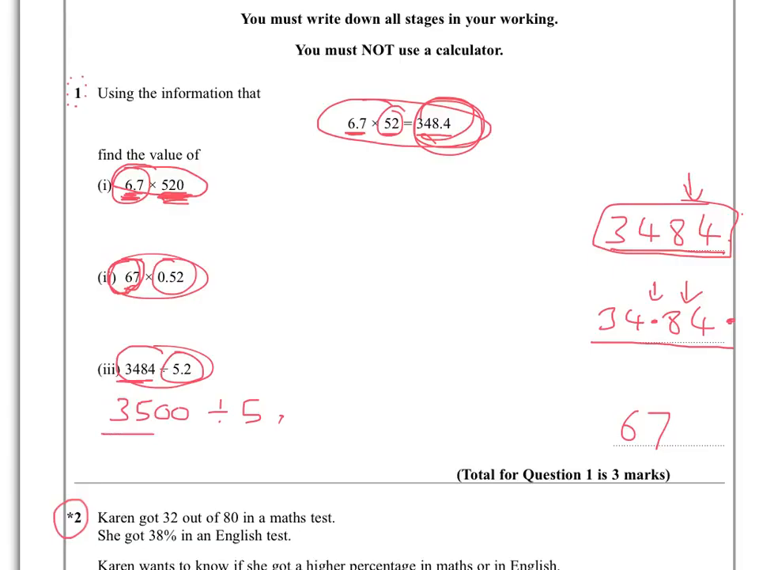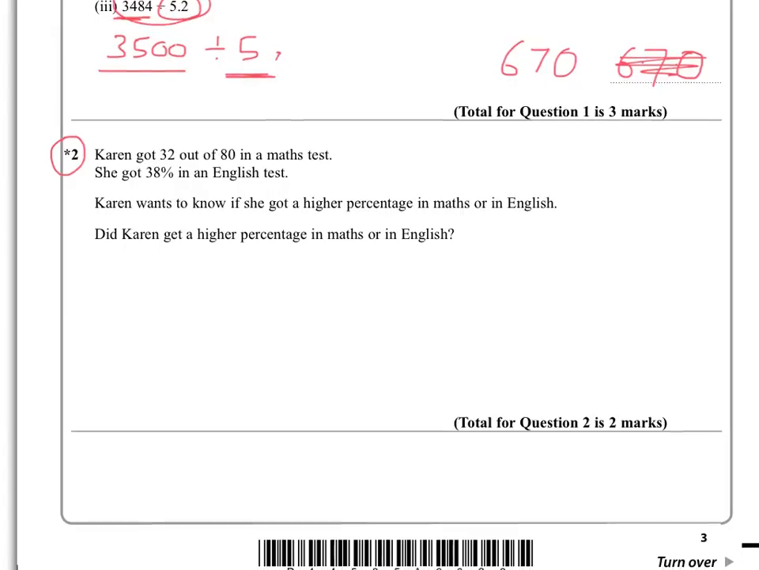Well, 3,500 divided by 5, we're going to get an answer there about 700. So we could go for 6.7, we could go for 67, or we could go for 670 or 6,700. But the closest we get to our estimate there is 670. So that's one way of tackling those questions. Question 2, a bit of a tricky one.